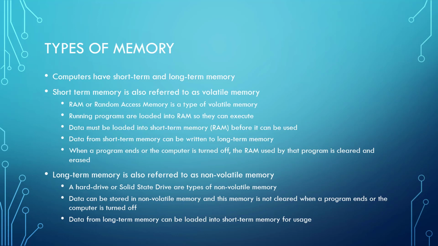Now, when we close Word, what happens is that program and the data gets cleared from short-term memory. Another way of saying it is that the RAM, or random access memory, is purged. That memory is freed up to be used by another application. So unless we saved our work to long-term memory, our work is gone.